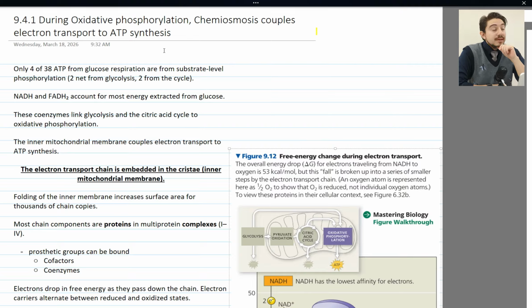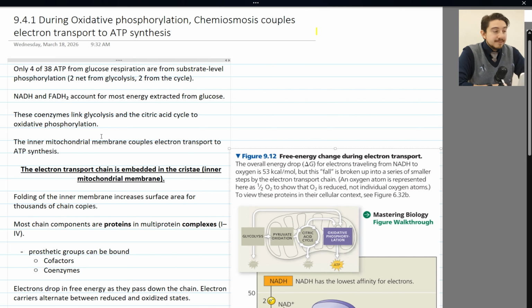Okay, so looking at the notes here, so far we have 4 ATPs being produced during respiration from substrate-level phosphorylation. Now, NADH and FADH₂ will account for the most energy extracted from glucose. We haven't seen the massive ATP production yet, but here's where we're going to see it.